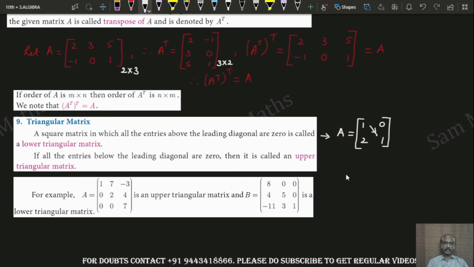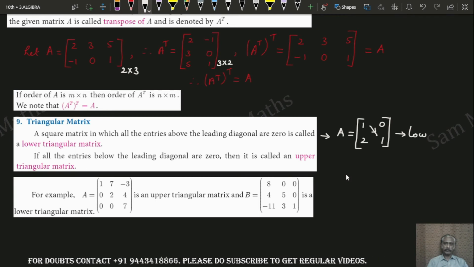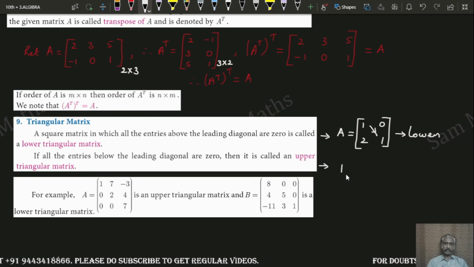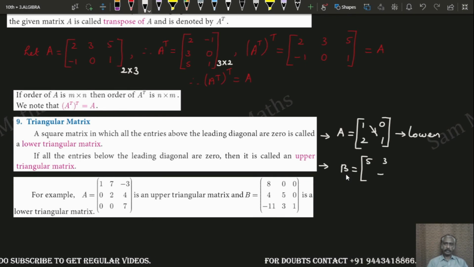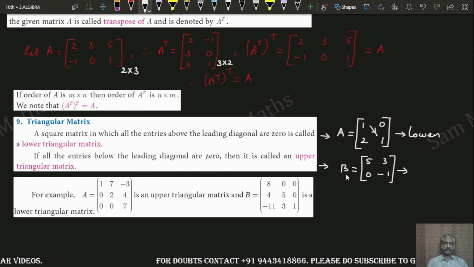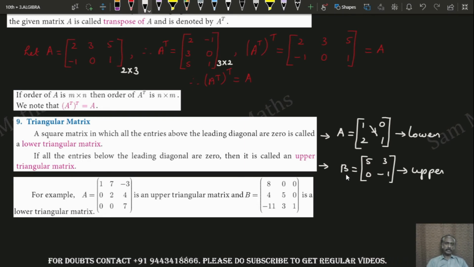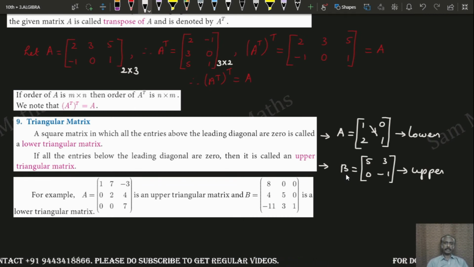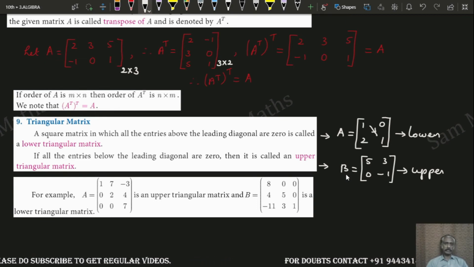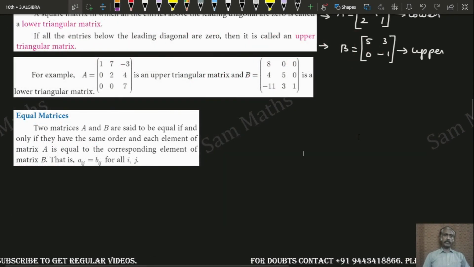Therefore, this is known as a lower triangular matrix. For the upper triangular matrix, B is equal to 5, 3, minus 1. Here it must be 0. Okay, children, this is known as an upper triangular matrix. Here also they gave the example. In the example, A is upper triangular and B is lower triangular.